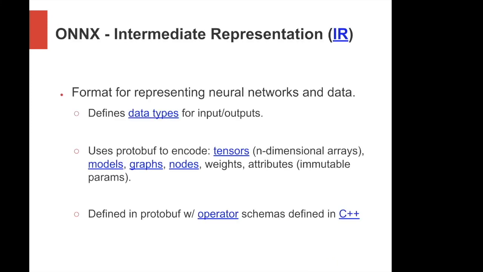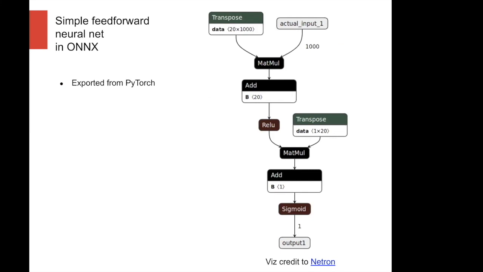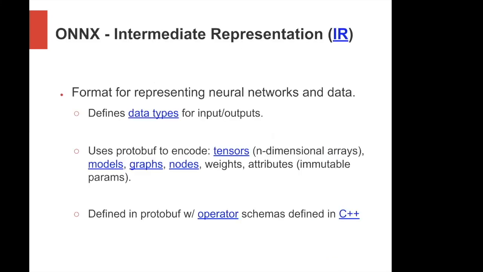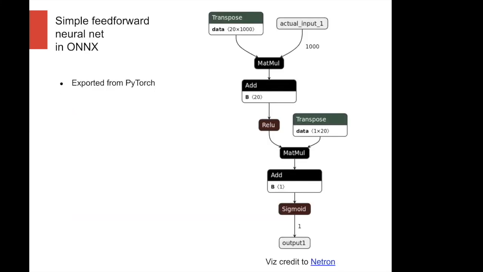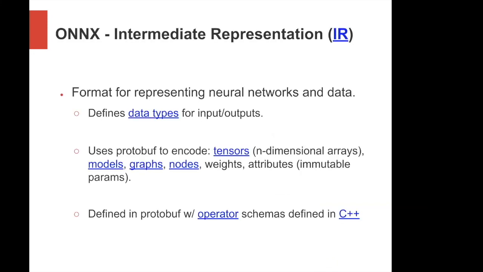And inside the graph, we have nodes. Each one of these boxes here is a node. And each node has inputs and outputs, and you can see that as the lines here. And then also to encode weights, which come in the form of tensors, and attributes, which are other kinds of parameters that don't need to be updated in response to learning in the way that the weights do.